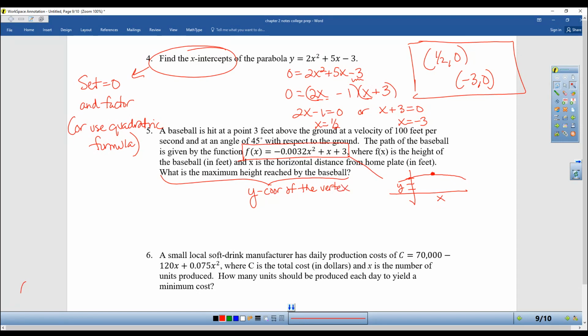So when you're doing a word problem, don't freak out. Just read it, draw a picture if you have to, and ask yourself, what am I trying to find? So as it goes further away, the ball goes up in distance and then down because of the negative. You're just trying to find the y-coordinate of the vertex. So the x-coordinate can be found using negative b over 2a, which is going to be negative 1 over 2 times negative 0.0032. All right, let's switch to our graphing calculator so I can show you how to finish that.